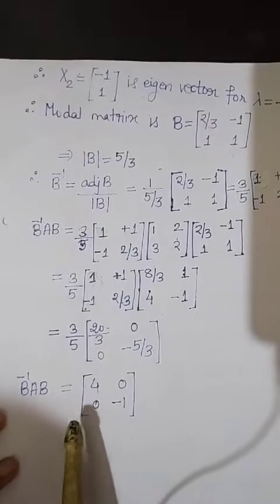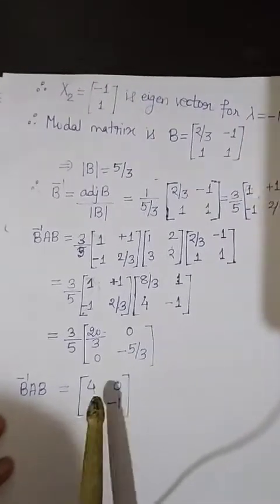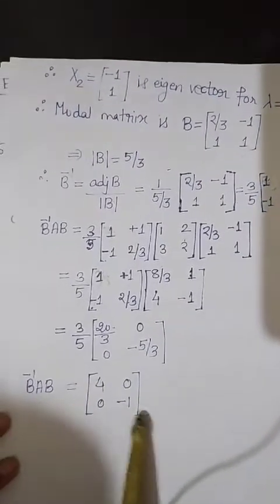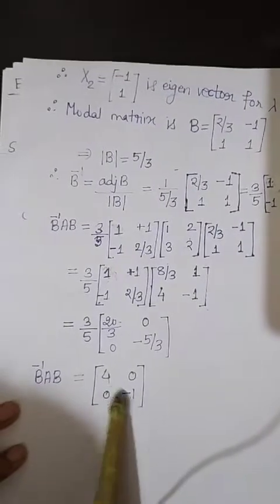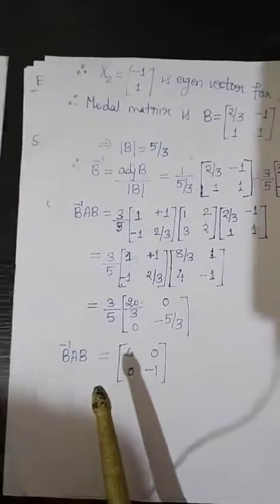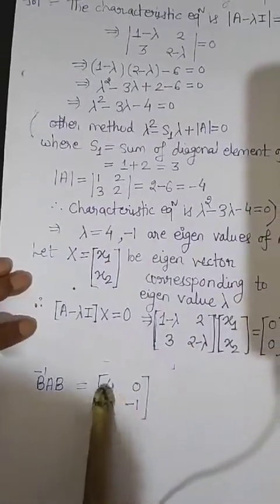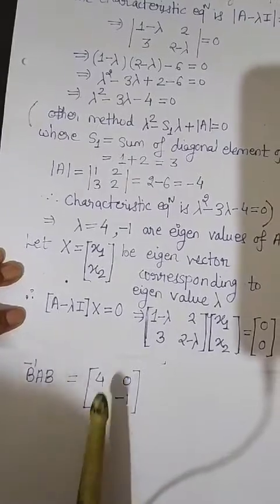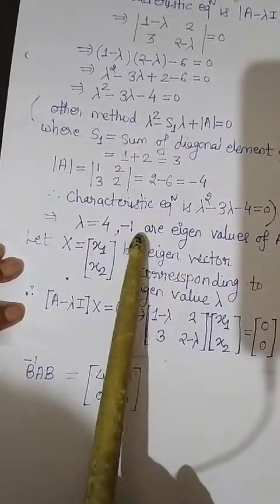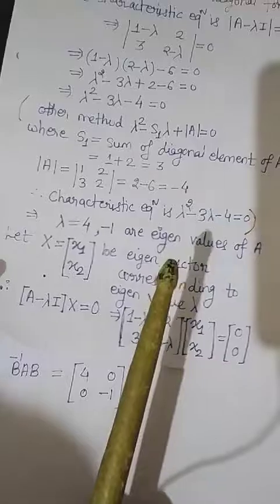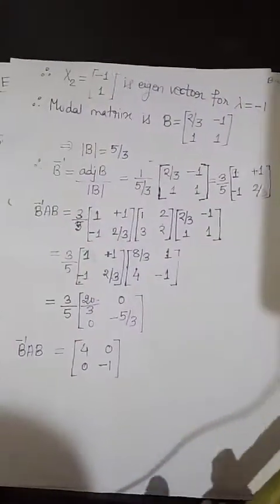Now one thing that one must note here is that the elements of the diagonal form are nothing but the eigenvalues. The eigenvalues in this case are 4 and minus 1. You can see here, these are the values of lambda. Whatever the elements in the diagonal are, they are nothing but the eigenvalues, 4 and minus 1. Okay. So I hope this problem is clear to you.